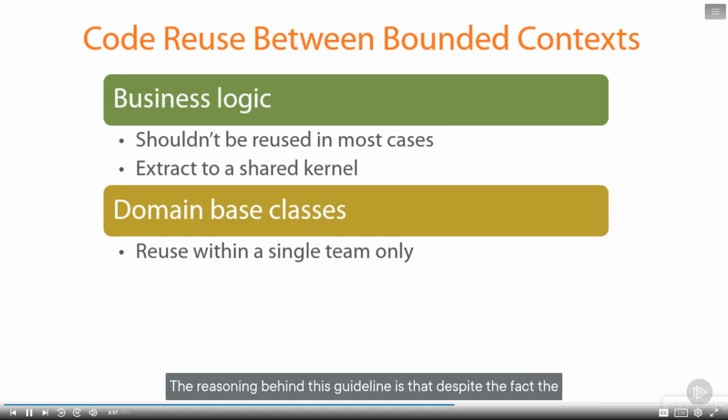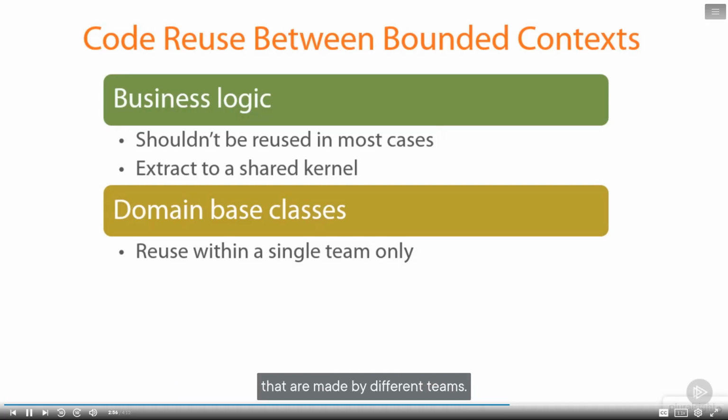The reasoning behind this guideline is that despite the fact the base classes don't contain any business logic, they still are an additional point of coupling between the models. It is fine to have that point if you have a full control over the bounded contexts that use these base classes. Otherwise, it becomes a burden to maintain consistency in changes that are made by different teams. So, one set of base classes per each team, regardless of how many bounded contexts they are used in. In our application, we use the base classes, because we are the only team working on this project.